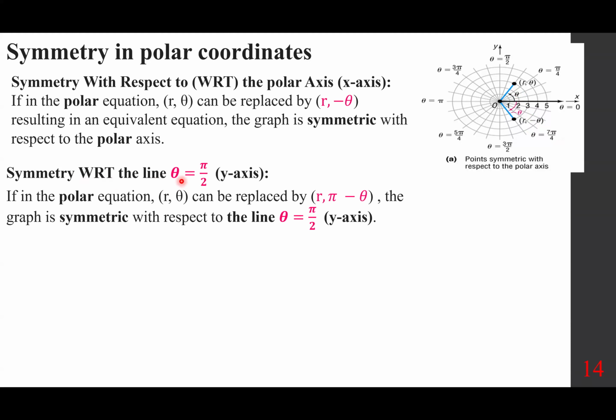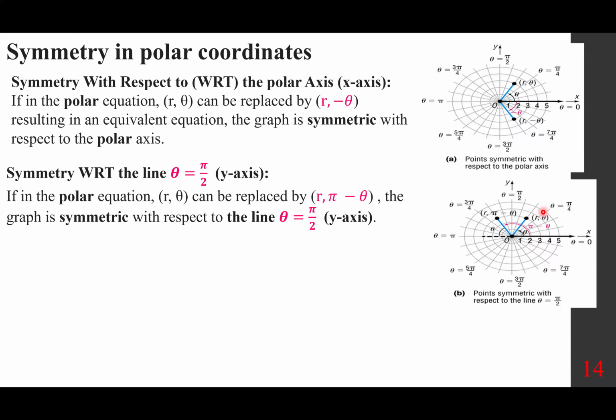Symmetry with respect to the line theta equals pi over 2. Remember, theta equals pi over 2 is really the y-axis. So if in the polar equation (r, theta) can be replaced by (r, pi minus theta), the graph is symmetric with respect to the line theta equals pi over 2, or the y-axis. So over here, (r, theta). Over here, we have (r, pi minus theta).